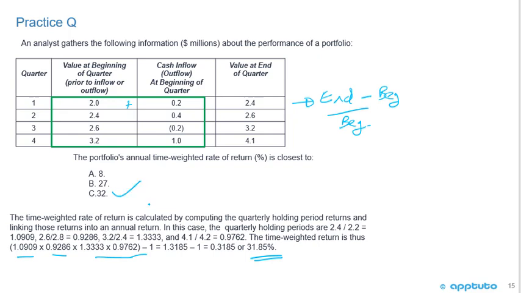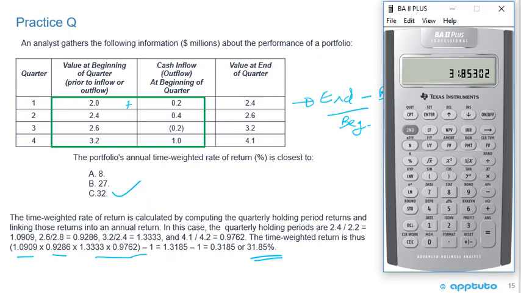It's closest to 32%. So not bad on the time-weighted rate of return. That question was pretty easy. That's the last slide for this LOS. Thank you.